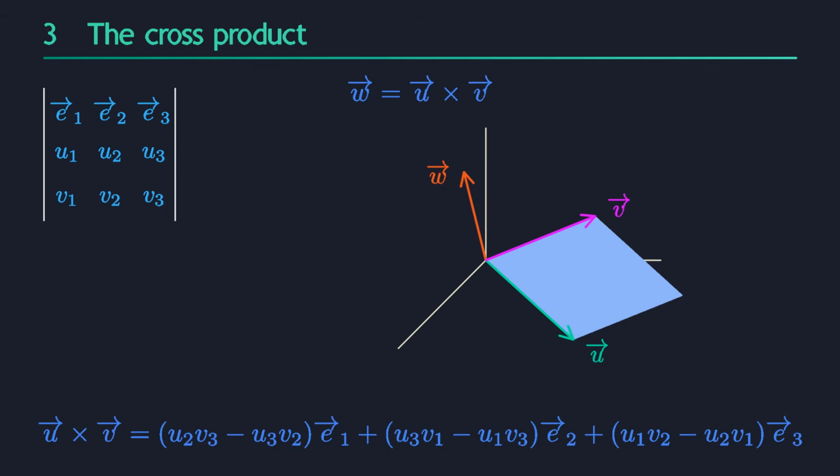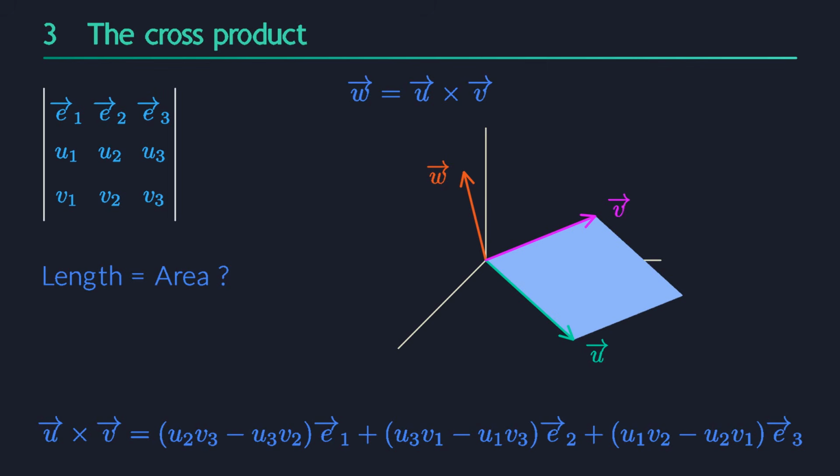This definition is weird. It feels artificial. Where did the determinant come from? Why is the result orthogonal to the 2 input vectors? Why is the length of the resulting vector equal to an area? That doesn't even seem to type check.